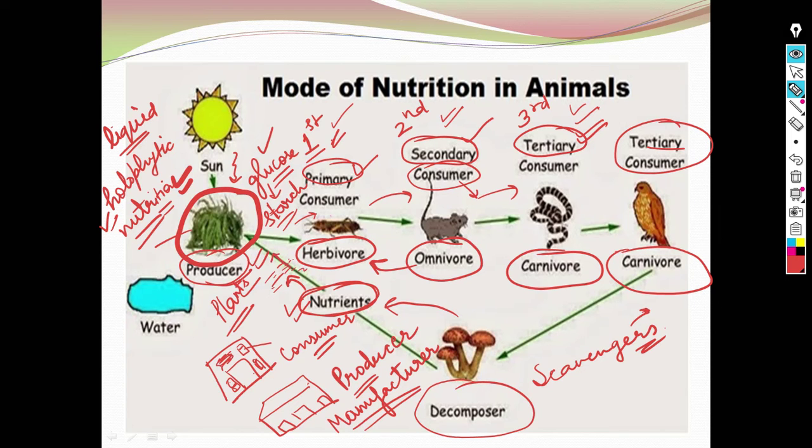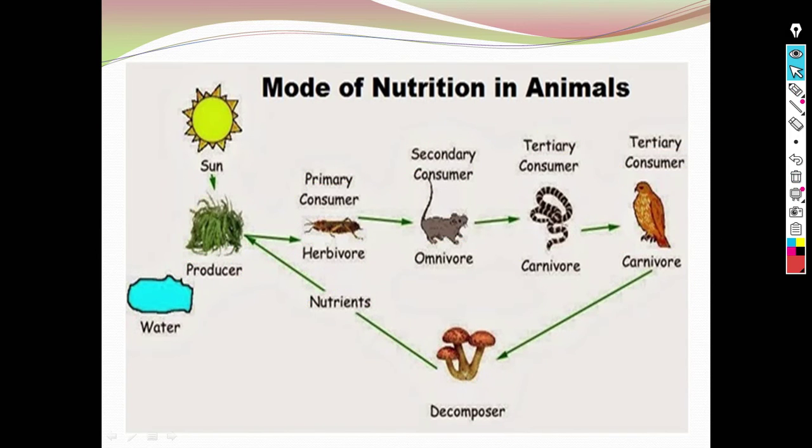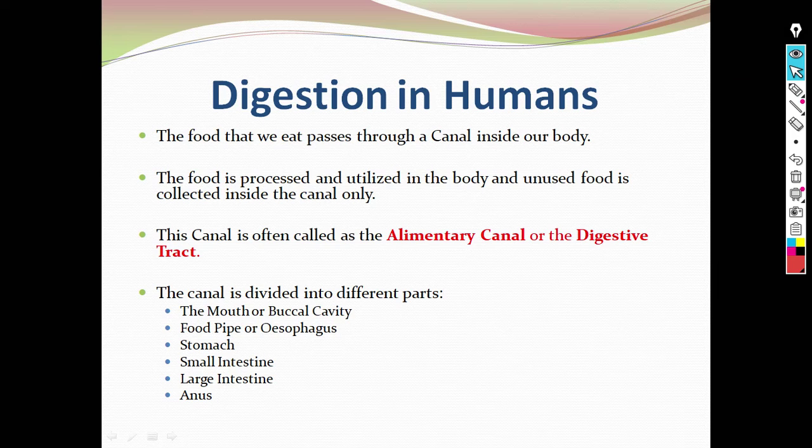what will happen? Now the plants which are growing nearby will take the nutrients which are mixed in the soil. So this is a complete cycle, and these are the kinds of nutrition types in animals. We are going to study a few of them in detail. In the next slide, we are going to start with digestion in humans.